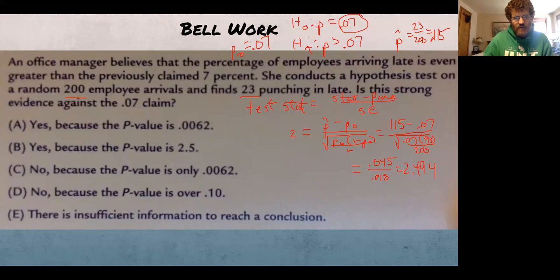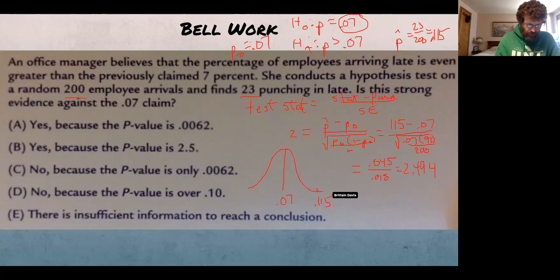I still can't answer this question until I do the last step, which is figure out what my p-value is going to be. Now remember, we are assuming we have this distribution right here with the mean sitting at 0.07. That's our presumed population mean. Now we got 0.115, which is going to live right up here, because our standard deviation is 0.018. So we need to move over only that far, and this results in a z statistic of 2.494. So that's kind of the whole visualization.